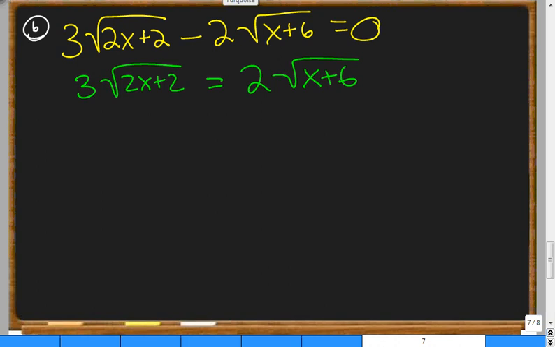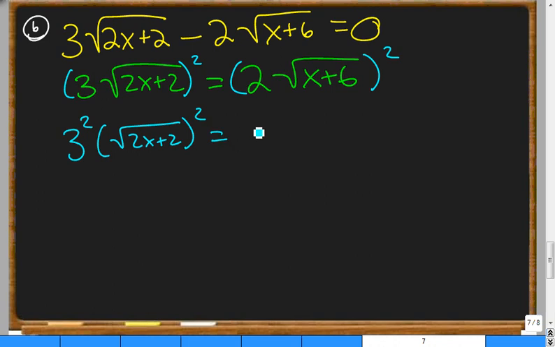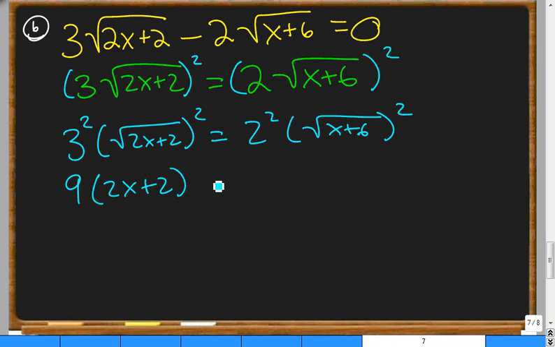So now I'm going to want to square both sides to get rid of these square roots. When you square something, you have to square every factor that you are squaring, okay? Every factor has to be squared. So this becomes 3 squared times the square root of 2x plus 2 squared, and that's going to equal 2 squared times the square root of x plus 6 squared. You have to square each factor. So this becomes 9 times 2x plus 2, right? If we square a square root, that's what we get. And then 2 squared is 4 times x plus 6, because when you square a square root, that goes away.